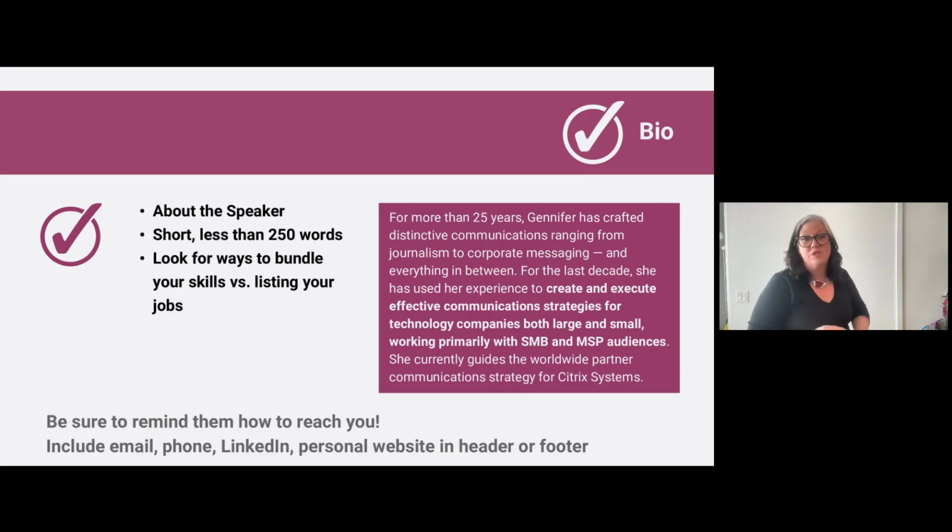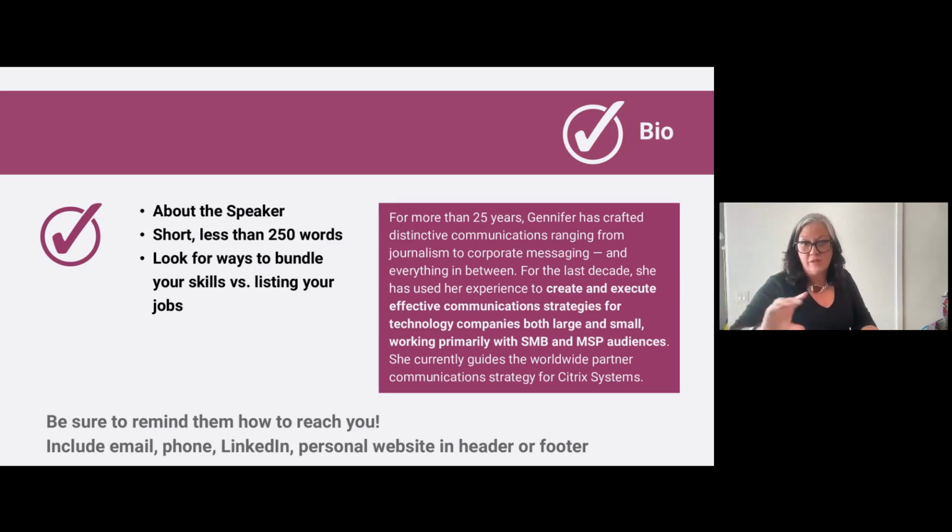Last but not least, so the intro tells them your value to their audience. The bio comes at the end. Again, less than 250 words. We're talking a couple paragraphs here. It's about you at a high level. Again, this is not you listing off all the places you've worked. This is you talking about who you are and what you do.